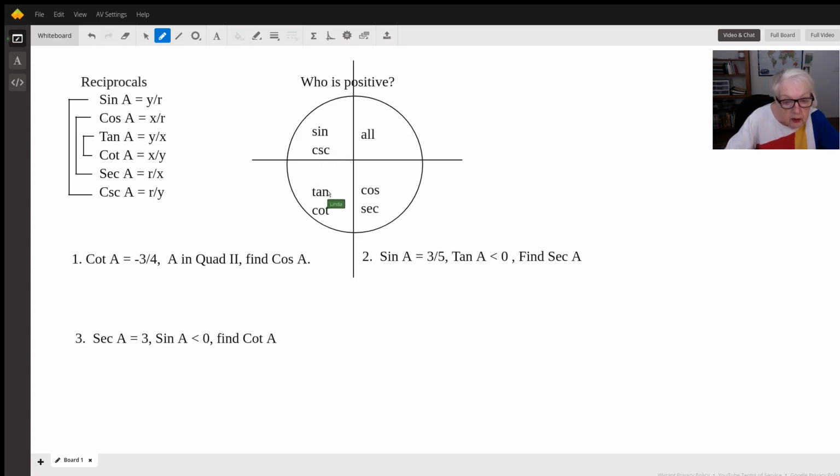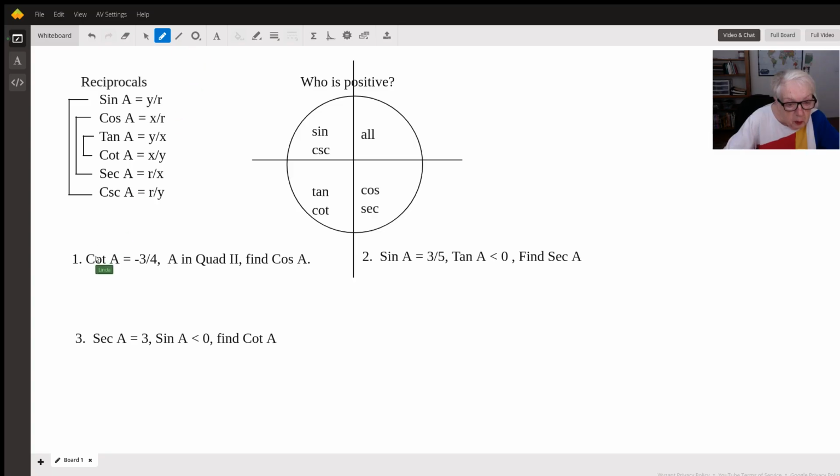In the third quadrant, the tangent and the cotangent are positive. And in the fourth quadrant, the cosine and the secant, its reciprocal, are positive. Everything else is negative in those quadrants. These two pieces of information will solve these problems really, really easily. Let me show you how this works.